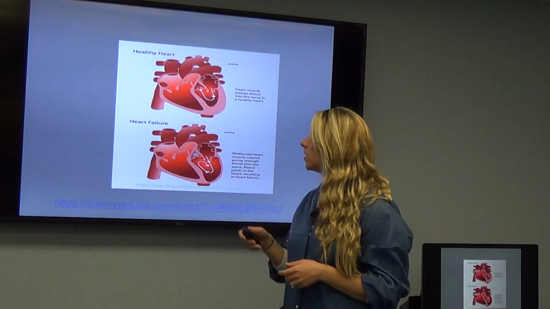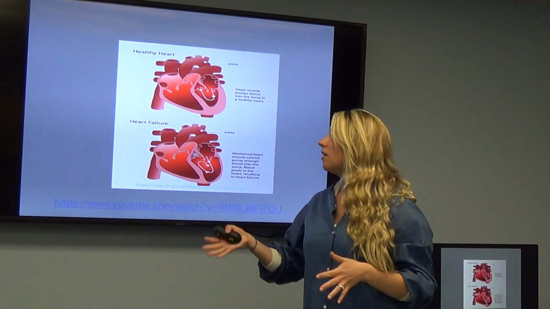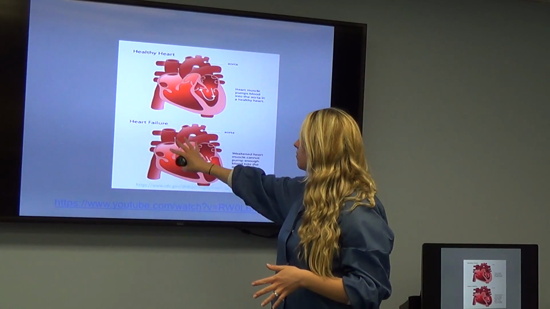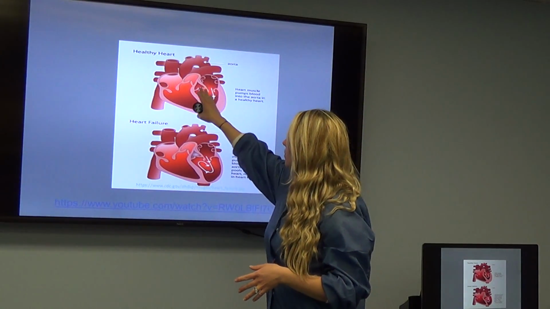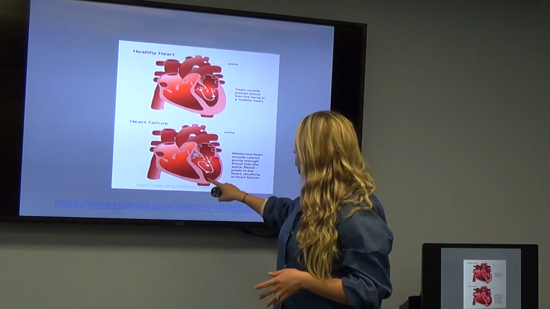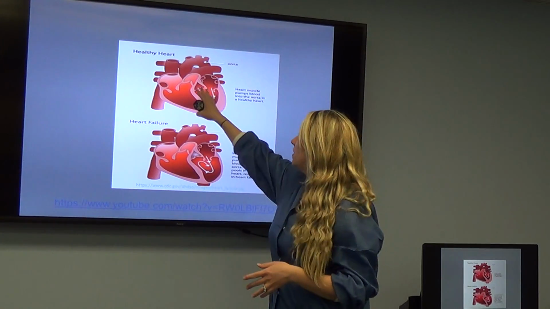effectively. This is just another picture of a healthy heart and a heart with failure in it, and you can see the difference in the chambers here. This is overstretching where the blood is pooling, and this is not here.